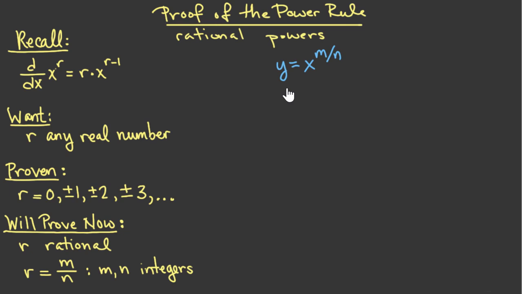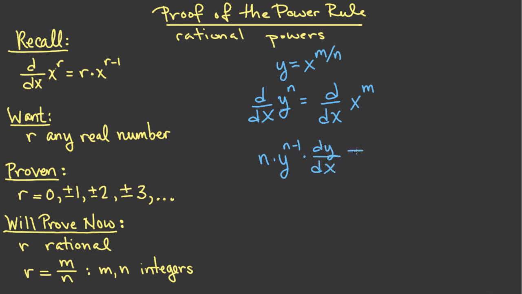So this is going to give me that y to the n is equal to x to the m over n to the n, which is of course x to the m. So now I have y as a function of x, and I have a formula that I can implicitly differentiate using the power rule because both n and m are integers. So differentiating both sides with respect to x, I get that n times y to the n minus 1 times dy dx is equal to m times x to the m minus 1.